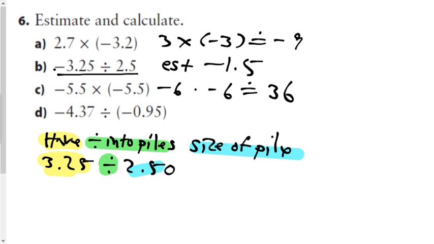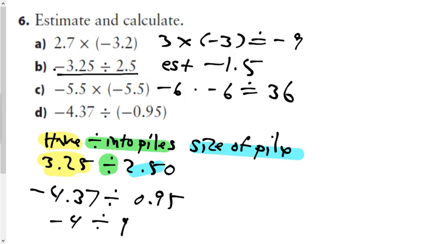And going to the next question, D, I have $4.37. I have to divide it into piles of 95 cents. Here I can use my rounding to make this a little easier for me. I'm looking at 437, looking at 95. I'm like, well, why did I make my question numbers that I know the answer to? So I have negative $4, or $4, divided into piles of $1.